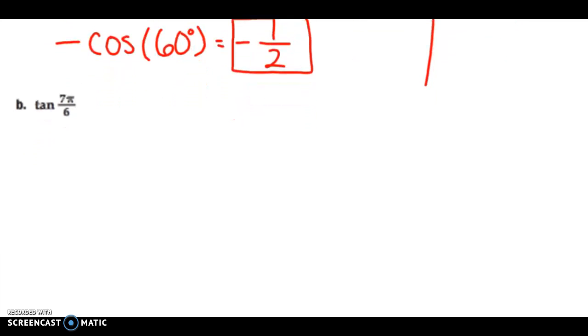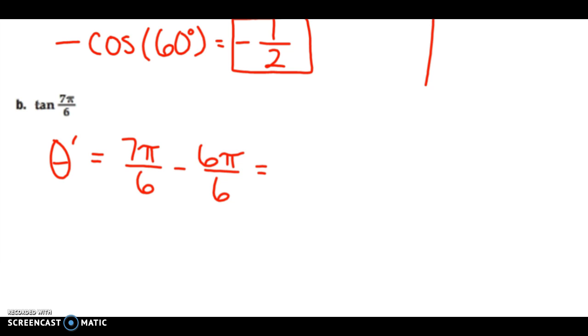Now, in letter B, tangent of 7 pi over 6. Now remember, to figure out our reference angle here, this is going to be in the third quadrant. Well, how do I know that? Well, I know a full half circle is pi. So then 7 pi over 6 is going to be a little bit bigger than 6 pi over 6. So what I'm going to do is 7 pi over 6 minus 6 pi over 6, which if you look back is the same as just pi, and we end up getting pi over 6. So now all I really have to worry about is what's the tangent of pi over 6.